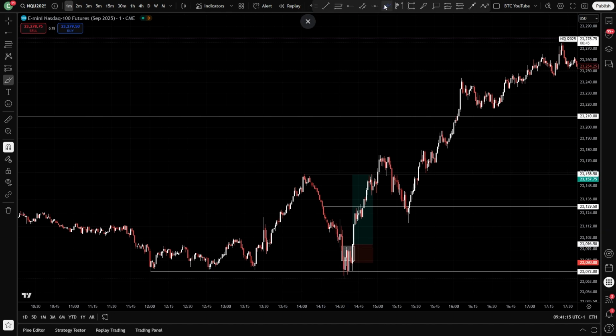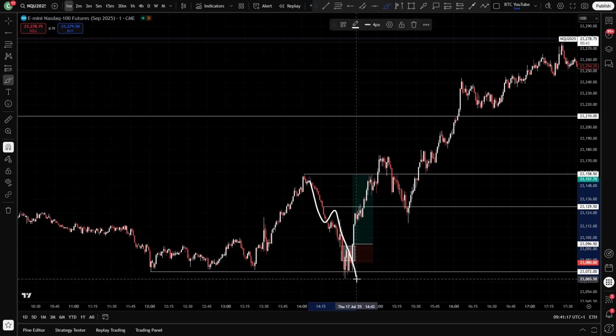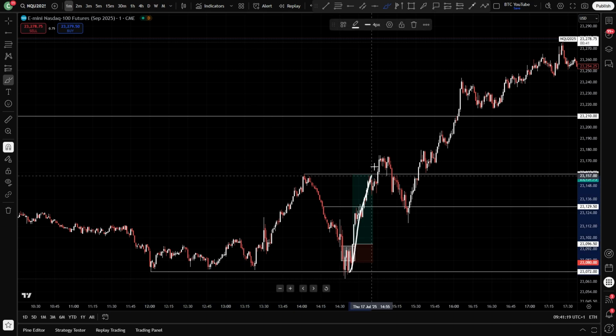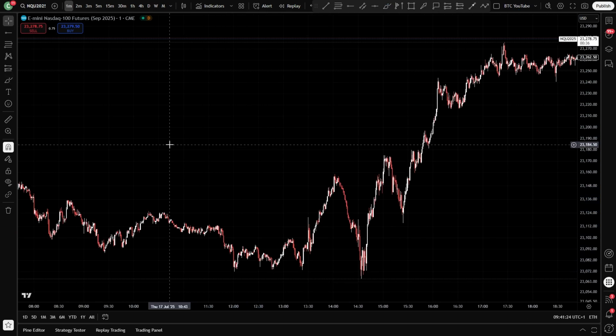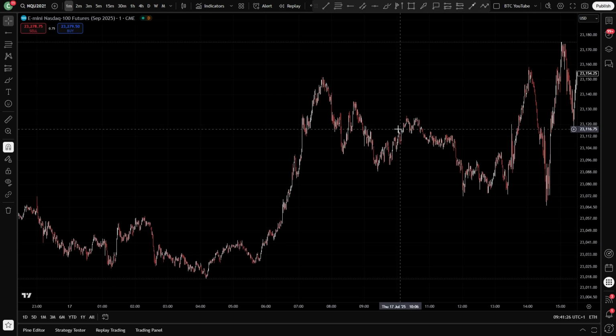I am very sick. But as we can see, we came down, we got that manipulation below, and then we got distribution all the way up to the all-time high. Beautiful, beautiful trade, absolute banger. And the trade that I took yesterday, that was really, really good.